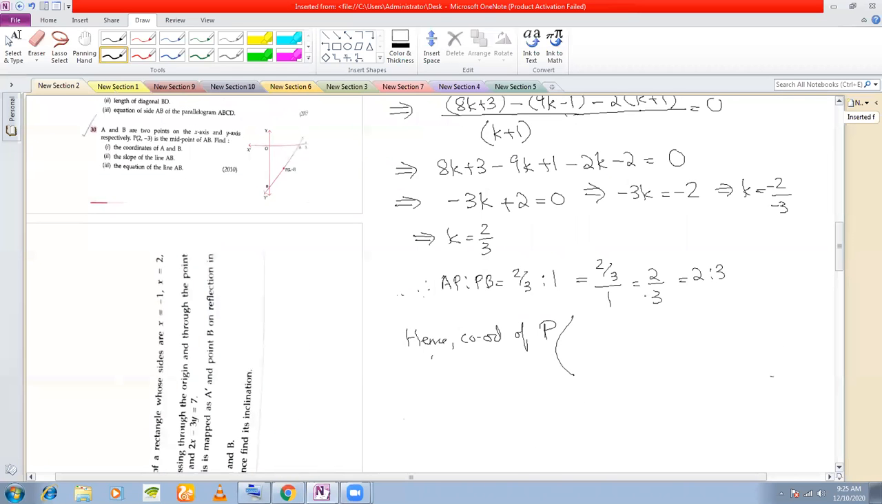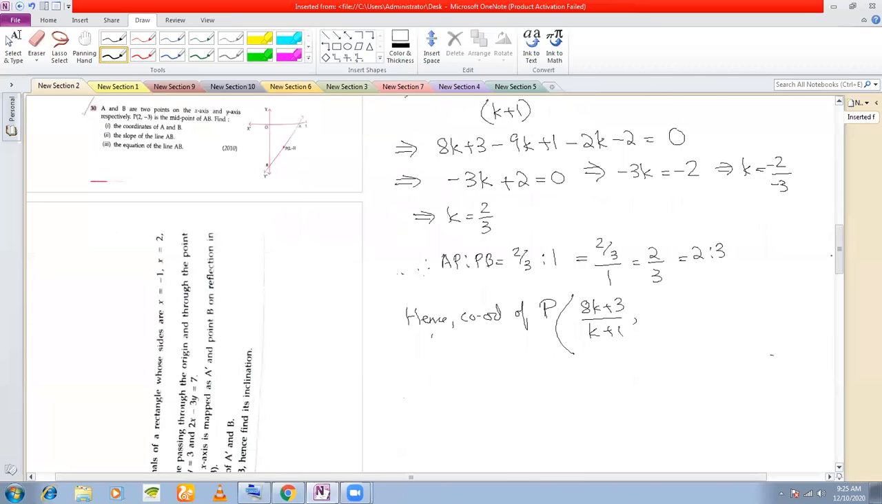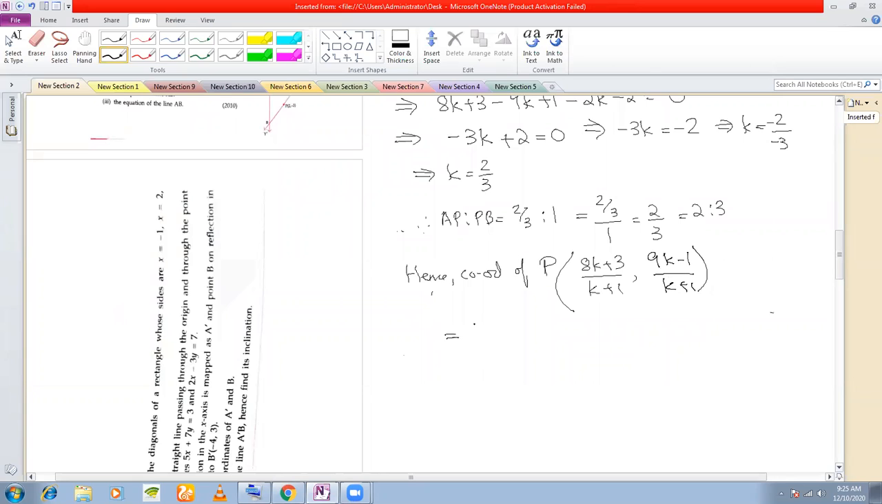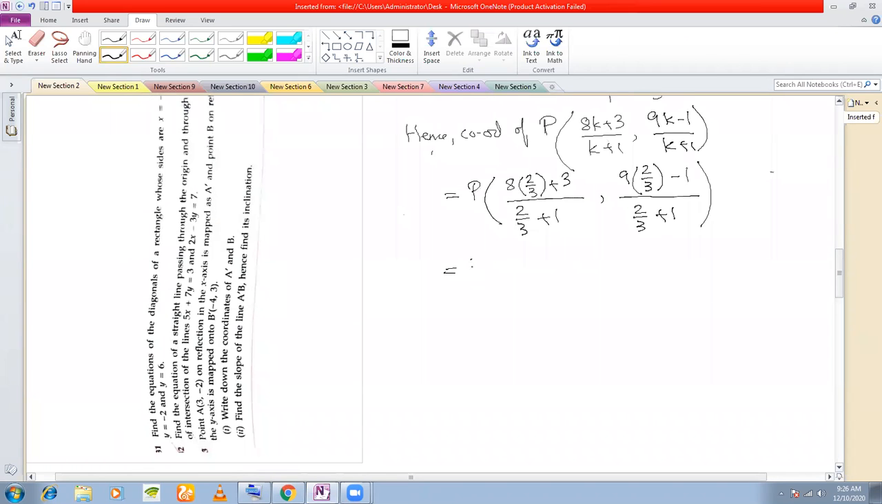It says (8k + 3)/(k + 1) and (9k - 1)/(k + 1). Put the value of k, which is 2/3: (8 times 2/3 + 3)/(2/3 + 1), (9 times 2/3 - 1)/(2/3 + 1), which is equal to P.